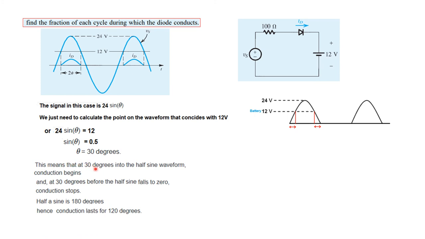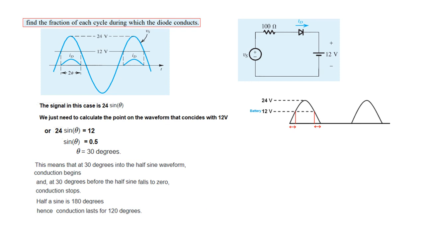This means that at 30 degree into the half sine waveform, conduction begins. So conduction begins at this point. And at 30 degrees before the half sine falls to zero, the conduction stops. So the conduction stops 30 degree before, up to this point. Half a sine wave is 180 degree. We have found this to be 30 degree and this 30 degree. So 60, you can subtract from 180. And so the conduction time will be 180 minus 30 minus 30, that is 120 degree. So this is one way.